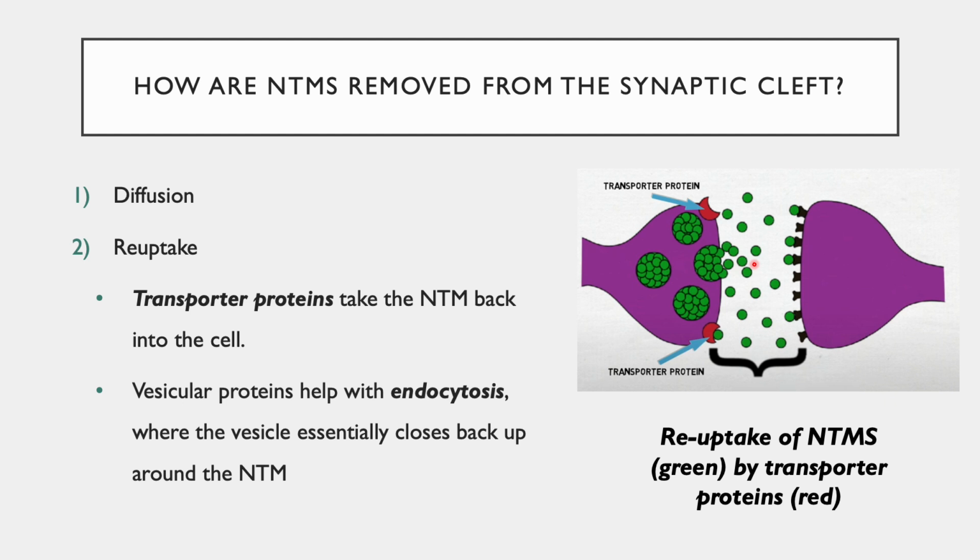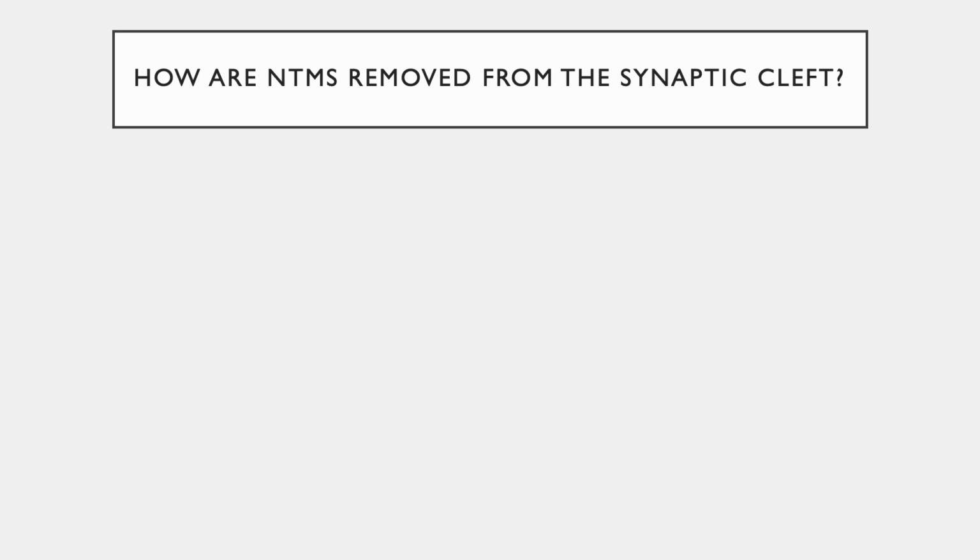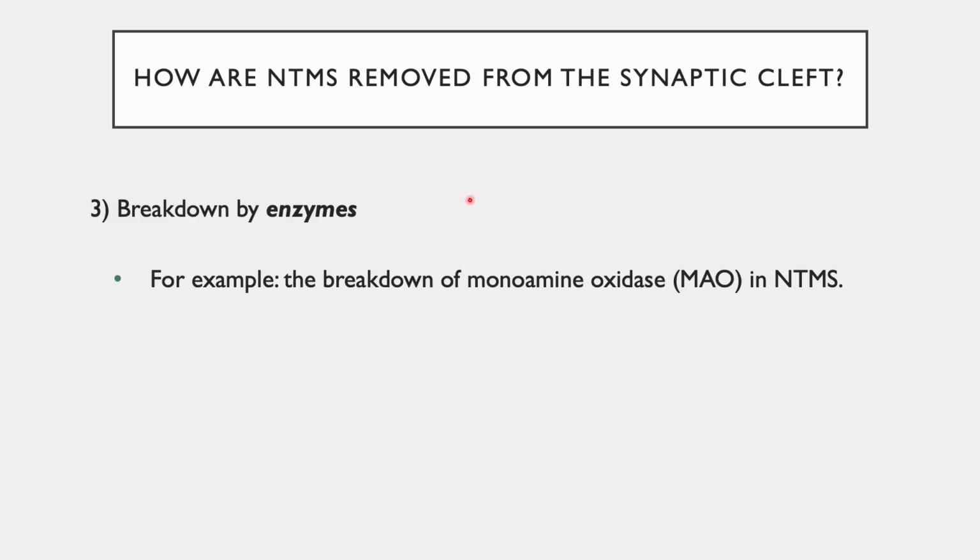Thus, this is the opposite of exocytosis, in which neurotransmitters are released by synaptic vesicles. So here we're looking at reuptake of neurotransmitters in green and how transporter proteins take these neurotransmitters from the cleft and put them back into synaptic vesicles during the process known as endocytosis. We also know that they can be broken down by enzymes. So excess neurotransmitters that are left in the cleft can be broken down by different enzymes, such as monoamine oxidase.